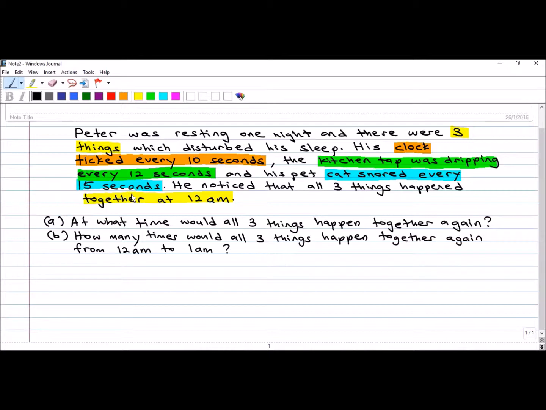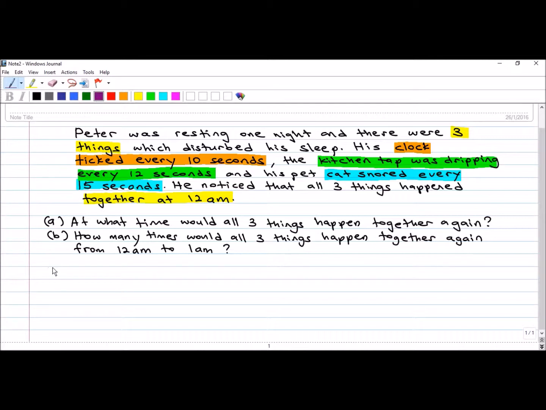At what time would all three things happen together again? How many times would all three things happen together again from 12 a.m. to 1 a.m.? So if you notice carefully, I've highlighted some portions for you. You need to take note of all these things. And we need to find the lowest common multiple of 10, 12, and 15.